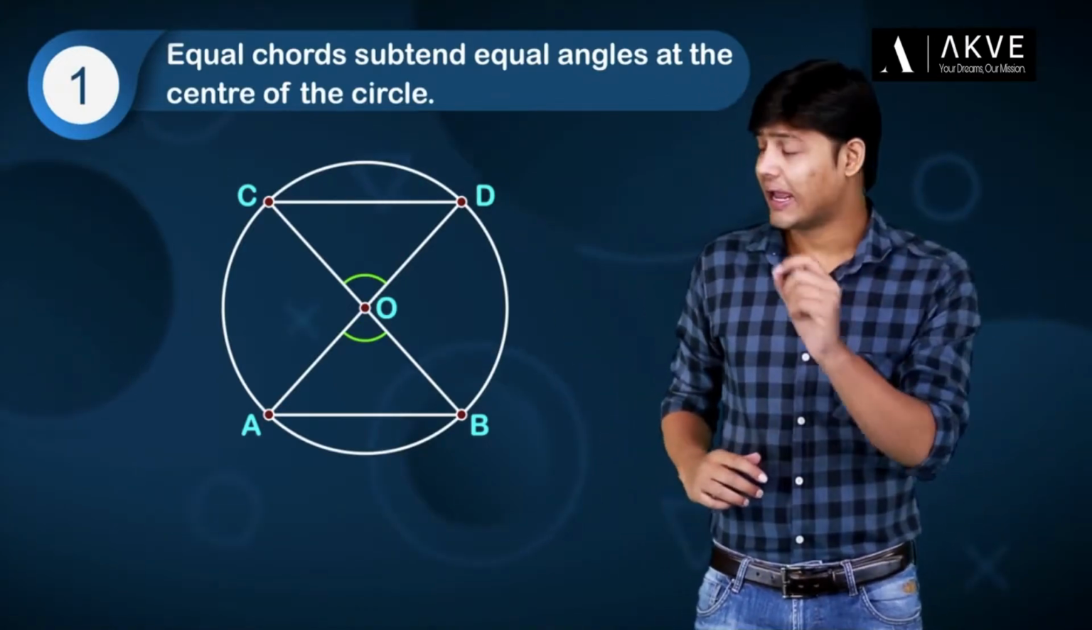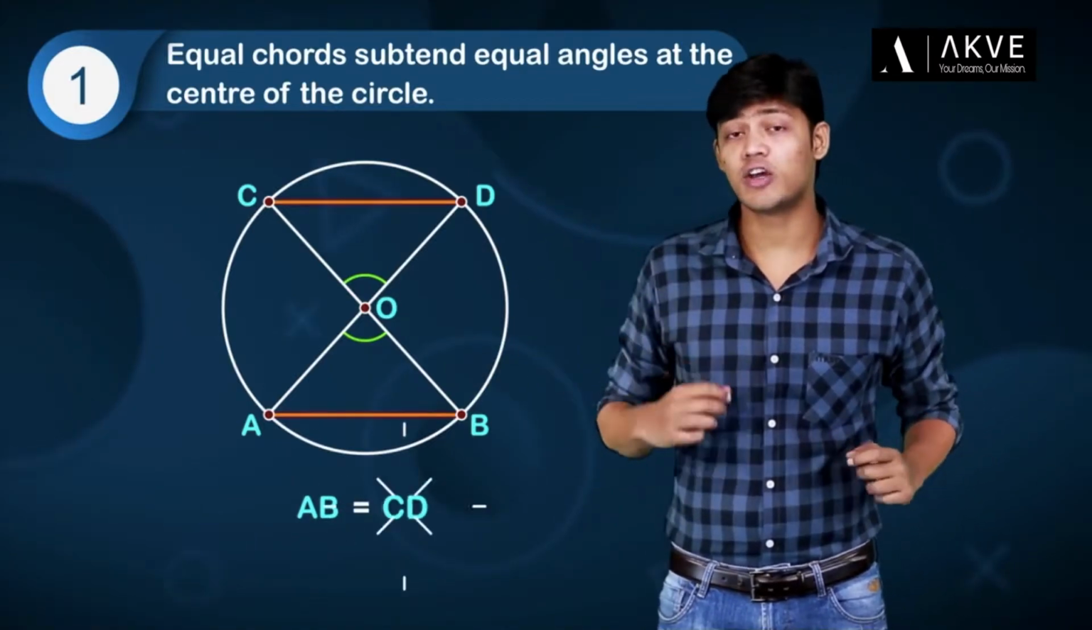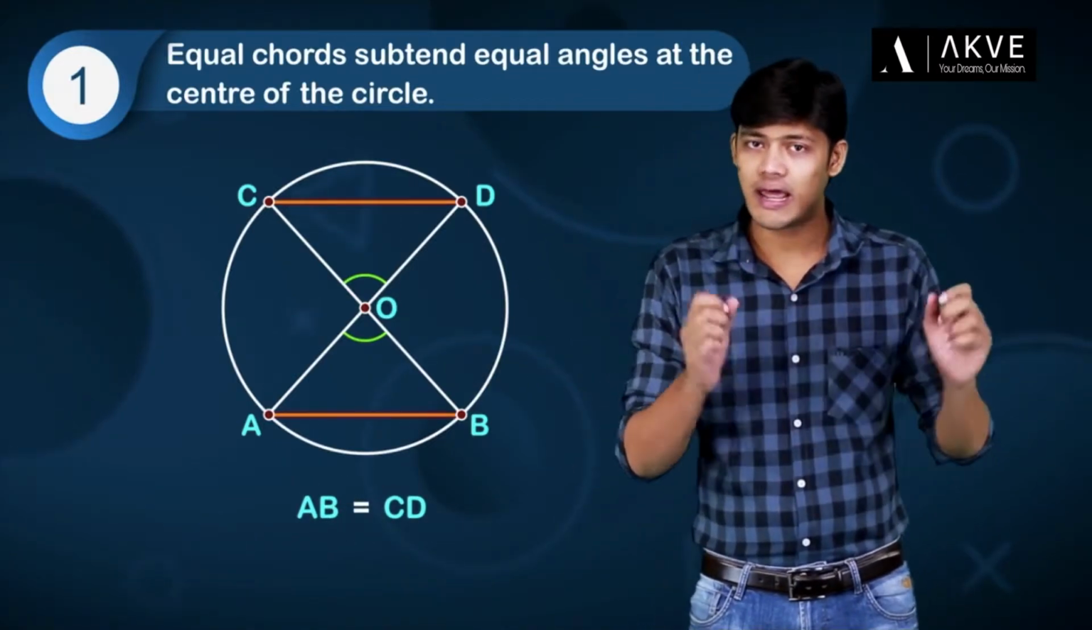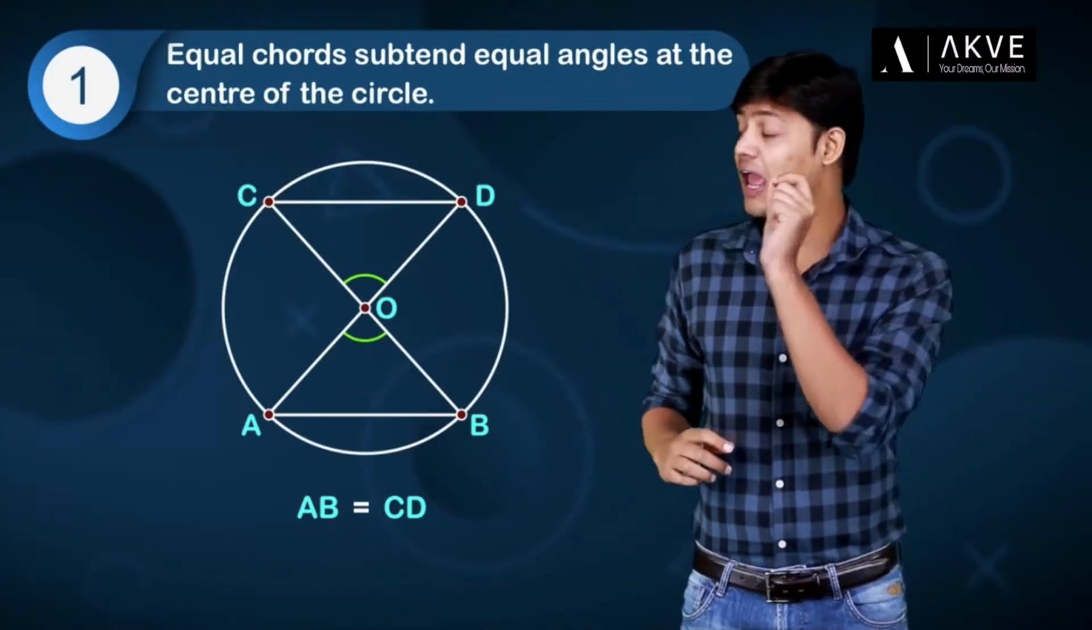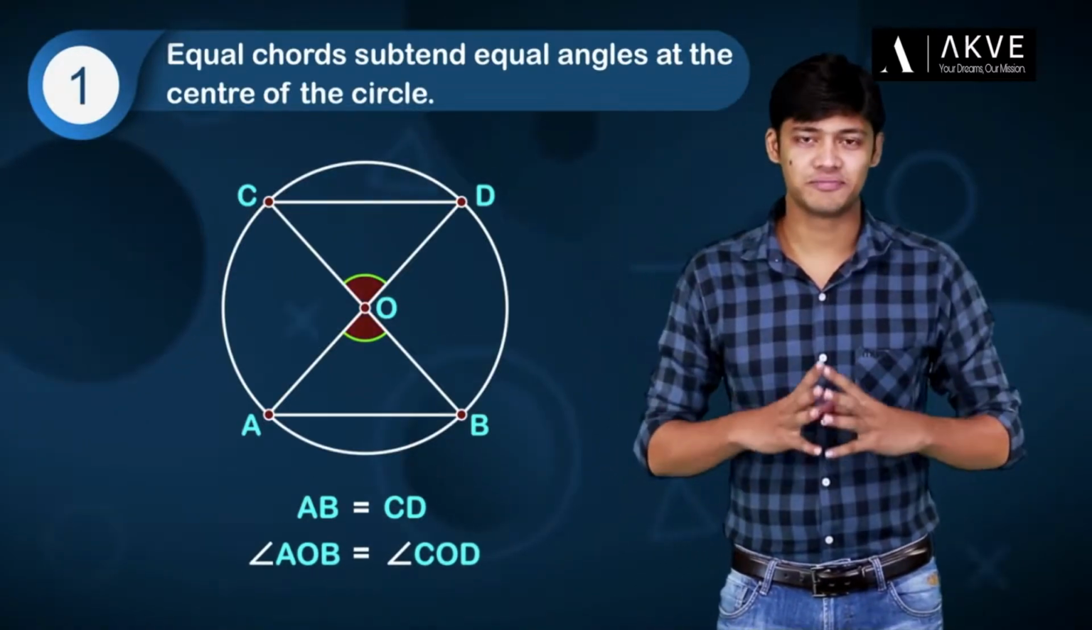That is, in this circle with the center O, if AB and CD are chords of equal length, then the angle AOB is equal to the angle COD.